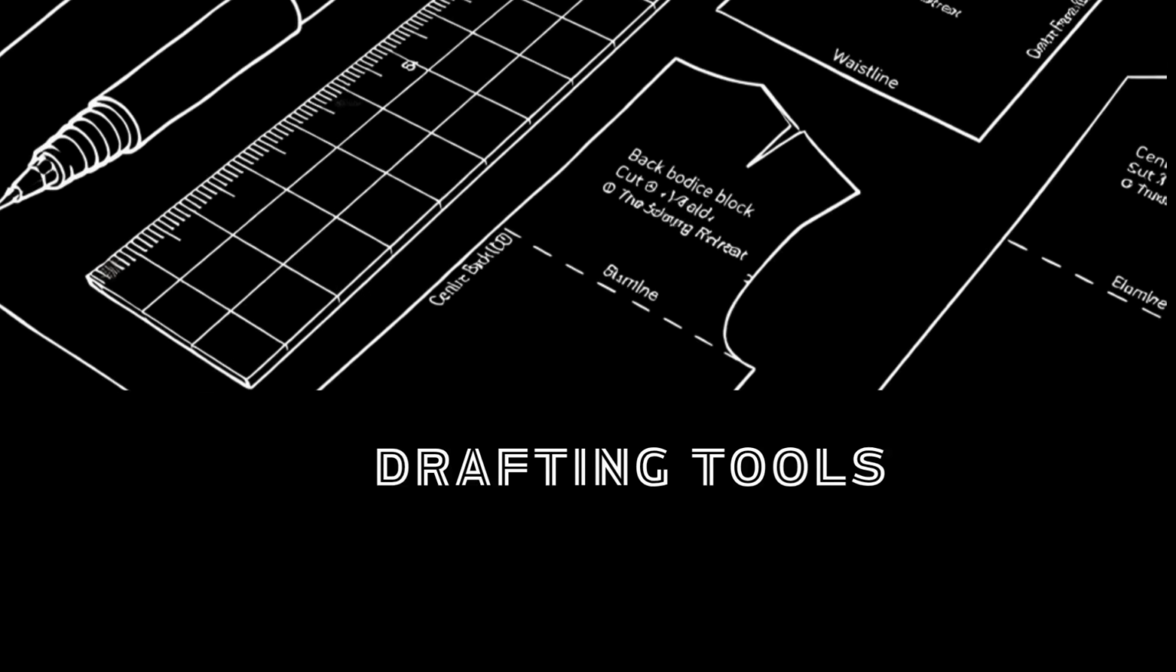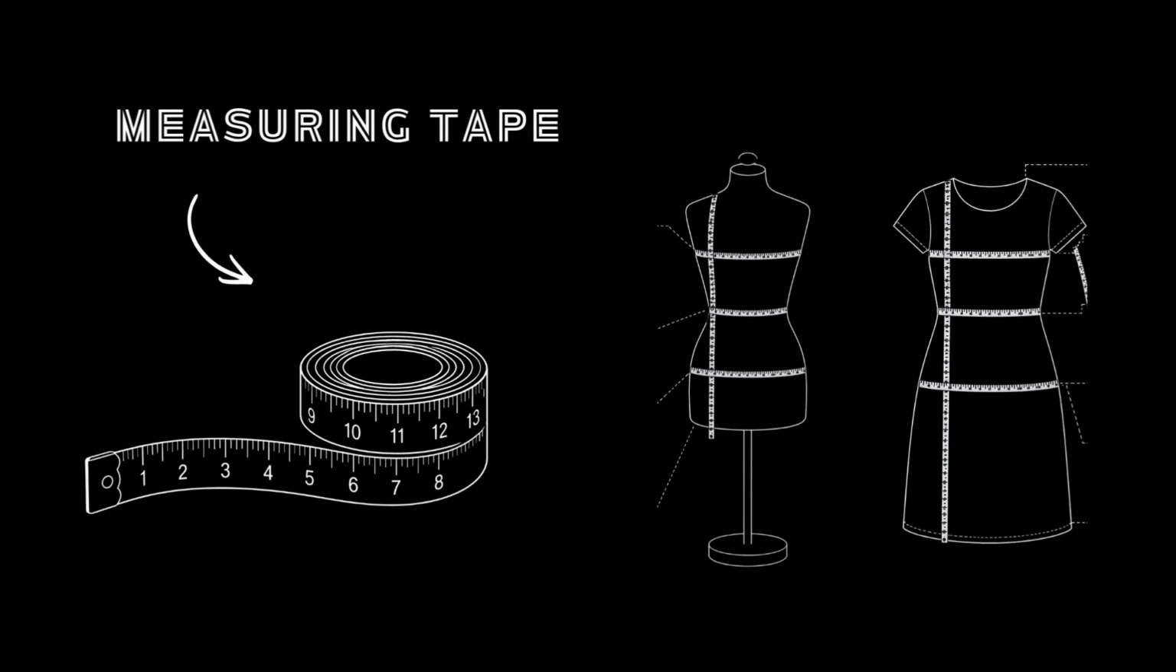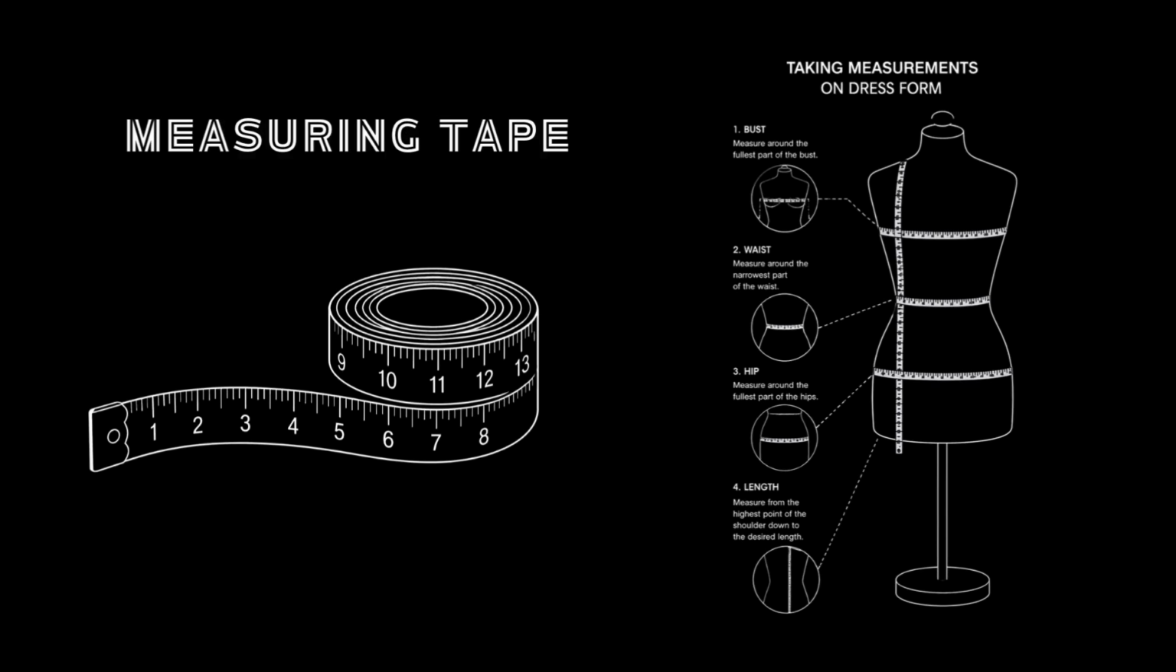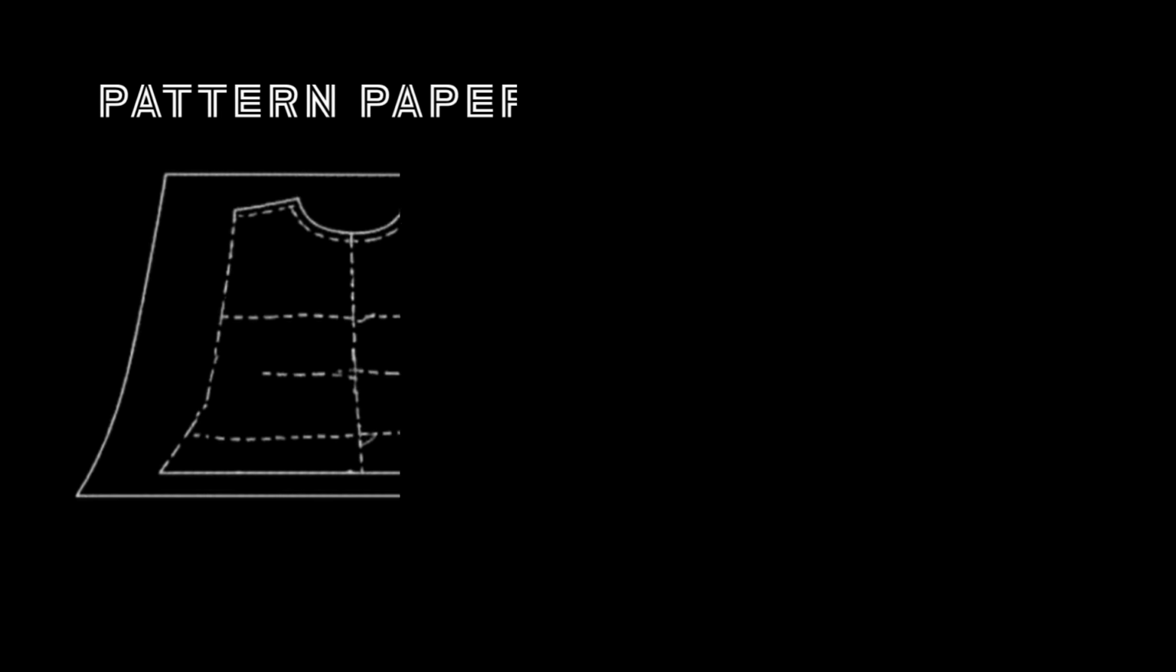These tools help in drafting and marking of a pattern. The first and most basic tool is a measuring tape. It is used to take the measurement either on the body or on the existing garment. The flexible measuring tape is very important because it can easily move around the body and in the curved areas.